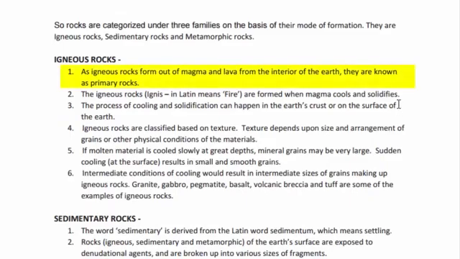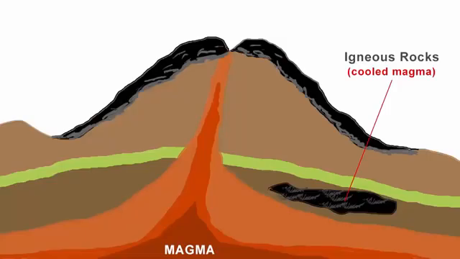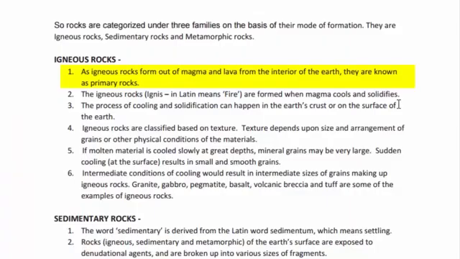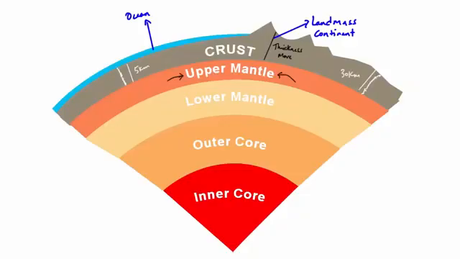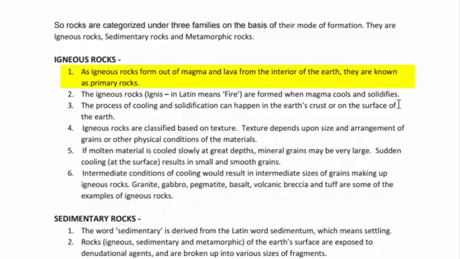So the first one is igneous rock. Now, igneous rocks are formed out of magma and lava from the interior of the Earth. Magma is also called molten rock, and it is found in the mantle of the Earth. If you remember this pic showing the different layers of Earth, mantle is filled with magma, and when magma comes out of the surface, it cools down and becomes solid. That's how the igneous rocks are born.